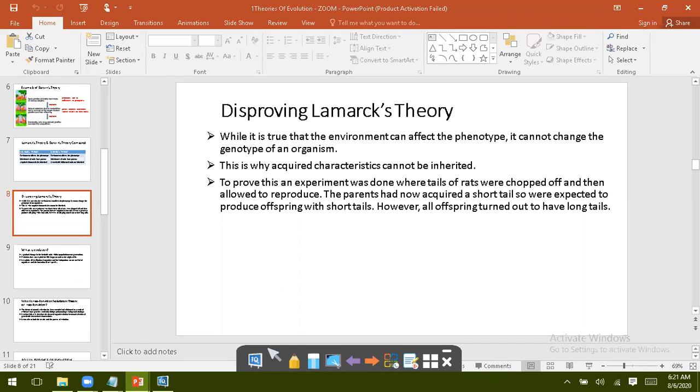So we can imagine also for people who lie out in the sun to get a tan, the skin may be white, yes, it may turn brown after lying out in the sun, but they cannot pass that brown characteristic to their offspring. Somebody with big muscles from doing weights cannot pass that characteristic to the offspring. He will have to be naturally born with big muscles in order to pass that on to the offspring.